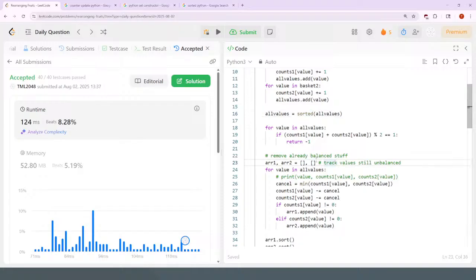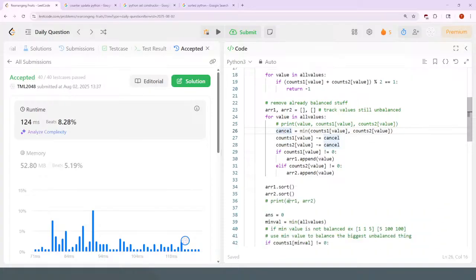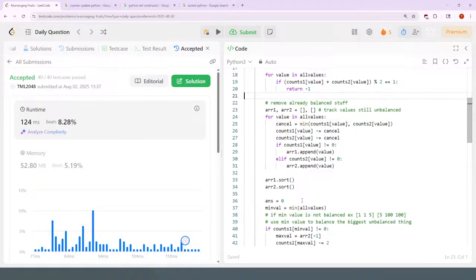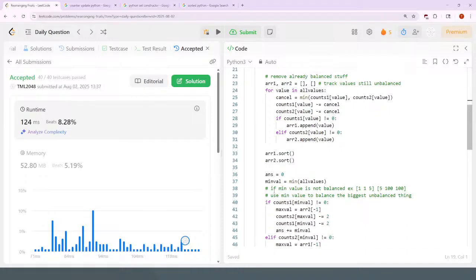Track values that are still unbalanced. Guess I don't know if I need this. It's still pretty useful though to decompose this problem. Yeah. There are definitely better ways, or maybe faster ways of doing this, but it's fine, I think. I'm getting really graded on efficiency.